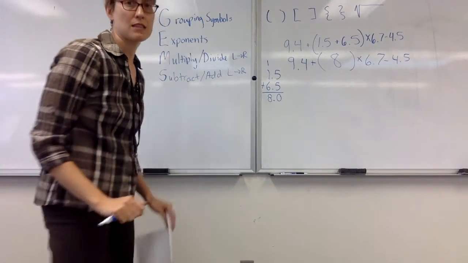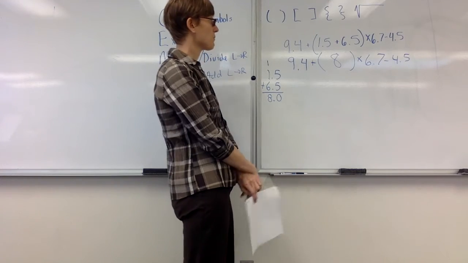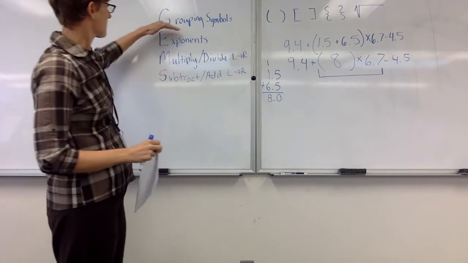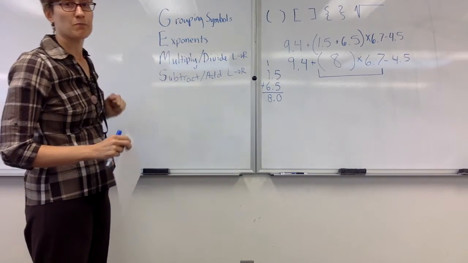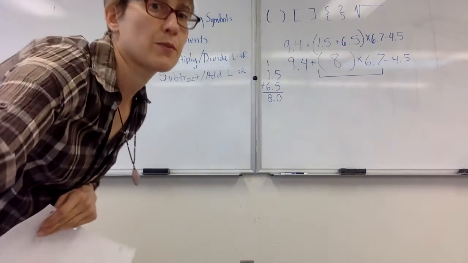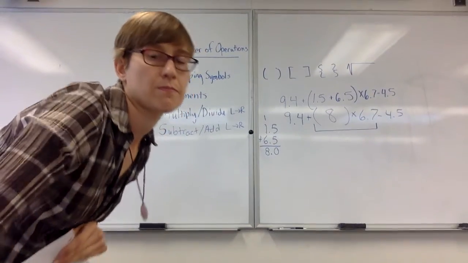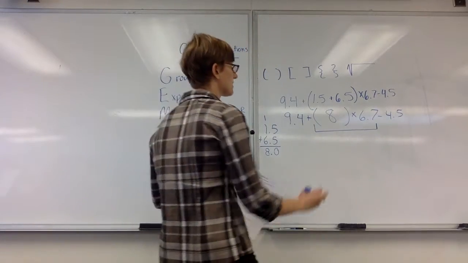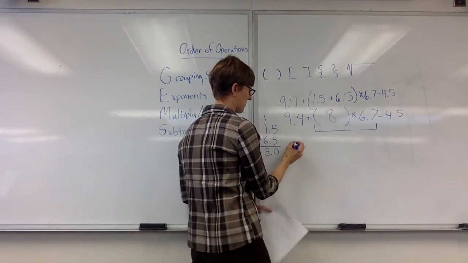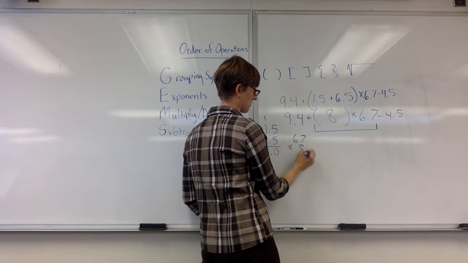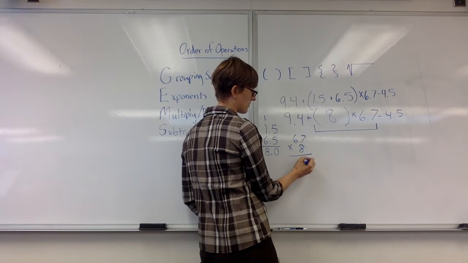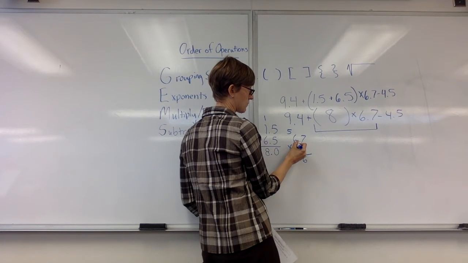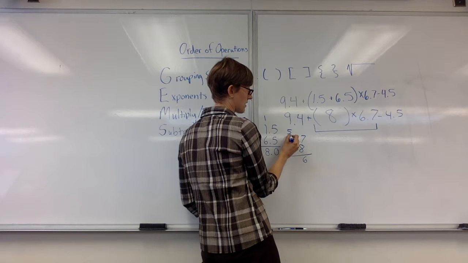Now I'm done with my parentheses, and my next step is going to be what? Hopefully, you're saying that I'm going to multiply next, because there are no exponents in this problem. So I'm going to be doing 8 times 6.7. 7 times 8 is 56, put down the 6, carry the 5, and 8 times 6 is 48. 48 plus 5 is 53.